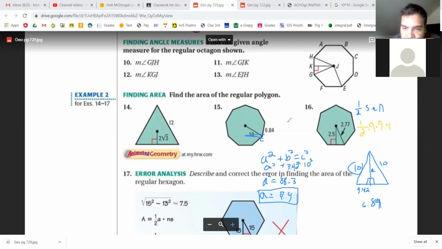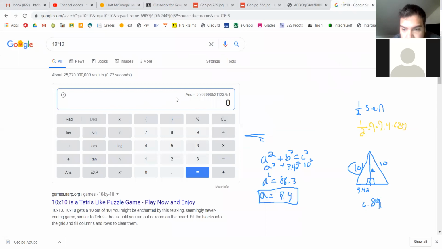S is for how big the side is. So how big is a whole side? So we'll just put it. 6.84. Good, so 6.84. And then from there, we just type that all in the calculator. So 0.5, which is the same as 1/2, times 9 times 9.4 times 6.84.